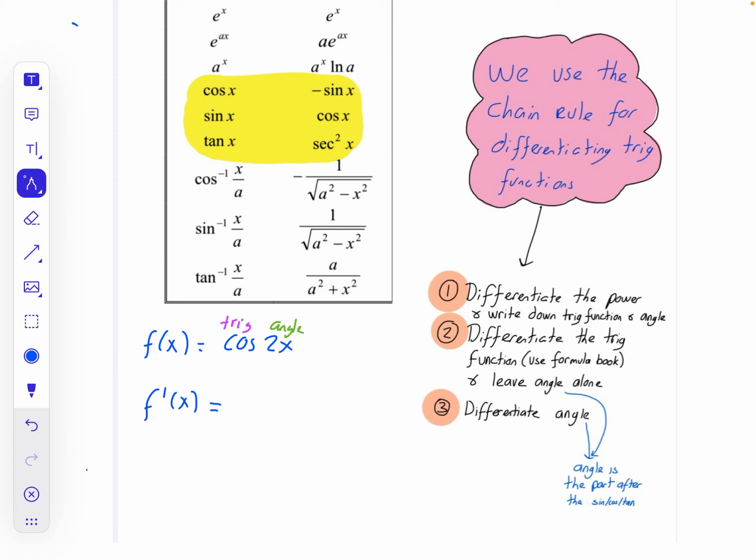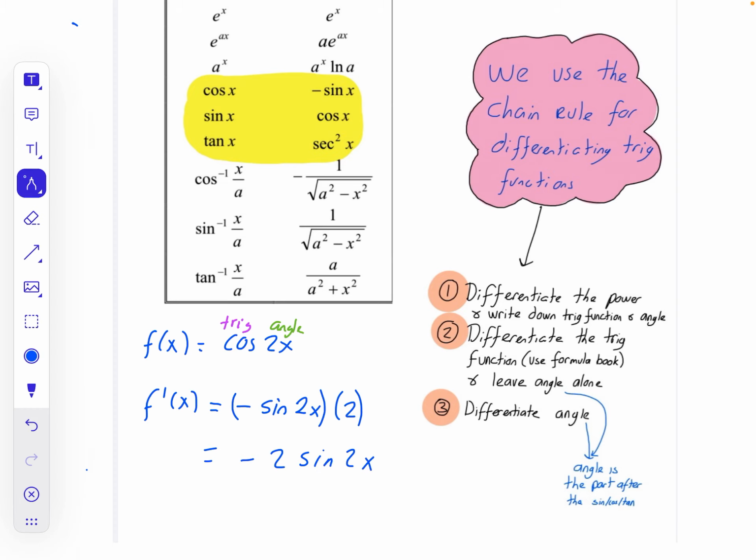Step 2 then says differentiate the trig function using your formula book and leave the angle alone. So I'm going to differentiate cos to get minus sine and leave the angle alone. That's going to be 2x. Okay, so that's me following step 2. And then step 3, differentiate the angle. So if I differentiate the angle, my angle is 2x. If I differentiate 2x, I get 2.